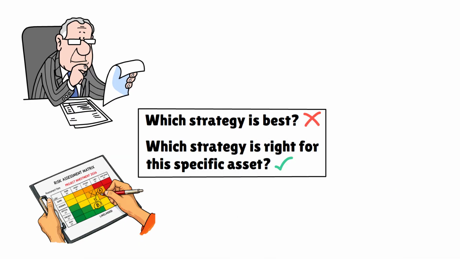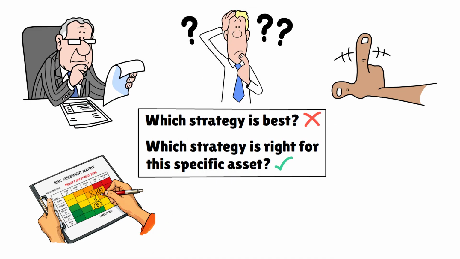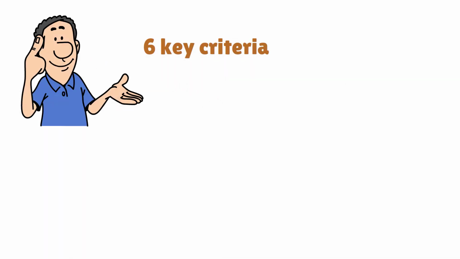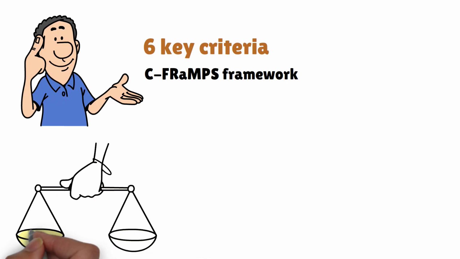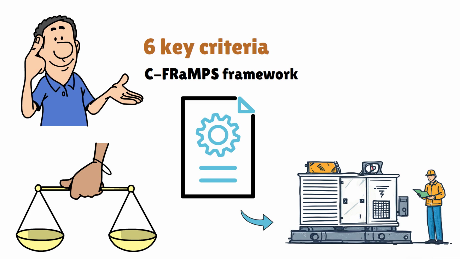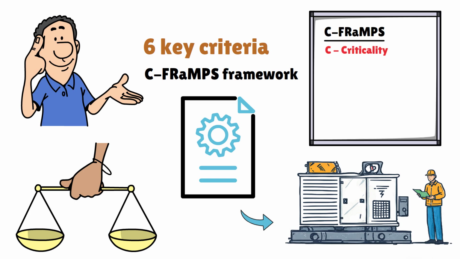And to answer that, professionals don't guess. They follow a structured decision process. One practical way to approach this is through 6 key criteria, what I call the C-FRaMPS framework. C-FRaMPS is a simple decision tool used to match the right maintenance strategy to the right asset. Each letter represents a critical question every maintenance team must answer before choosing how an asset should be maintained.